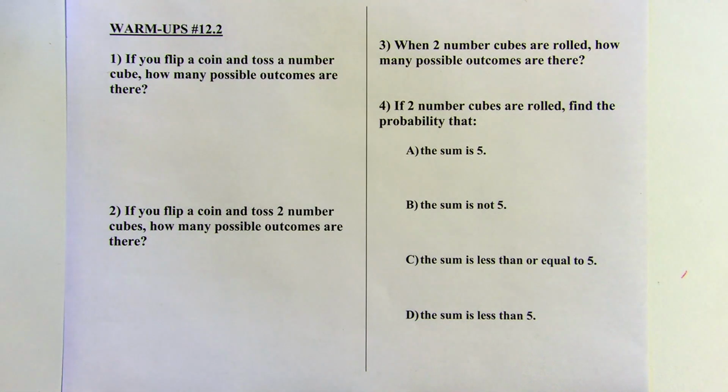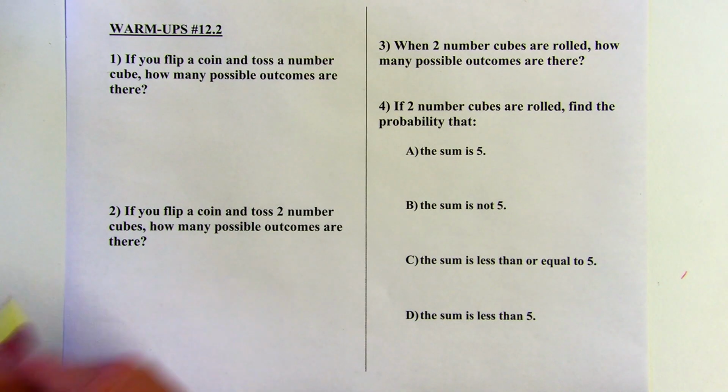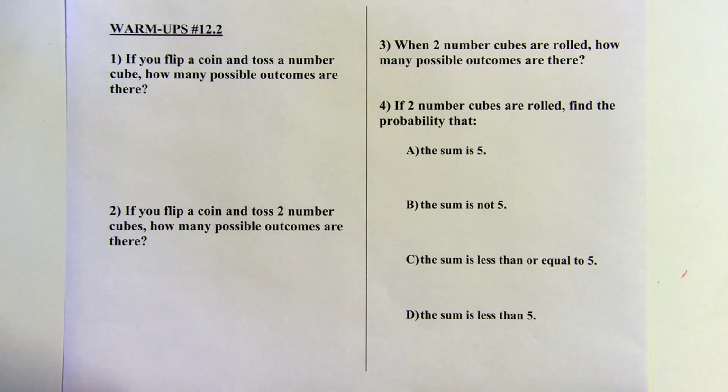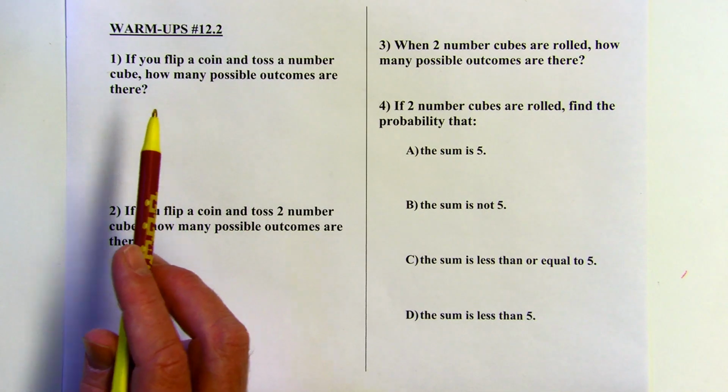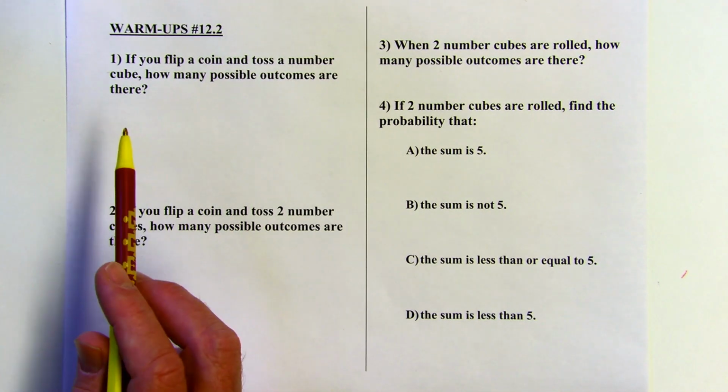Okay, here's warm-up 12.2. If you flip a coin and toss a number cube, how many possible outcomes are there? We could make an outcome chart. For the coin, you could get heads or tails, and then on the number cube, you get 1, 2, 3, 4, 5, or 6.